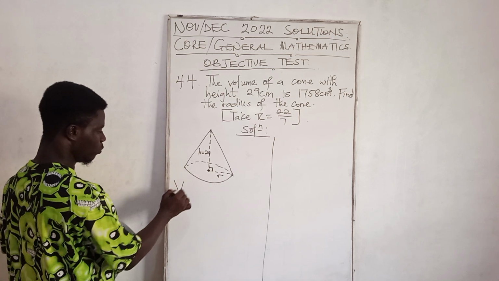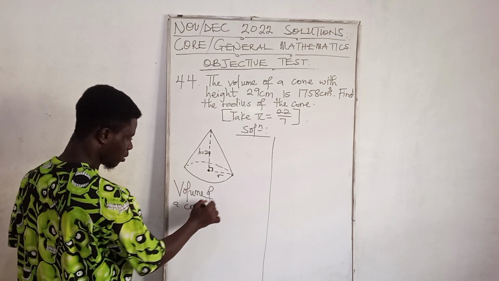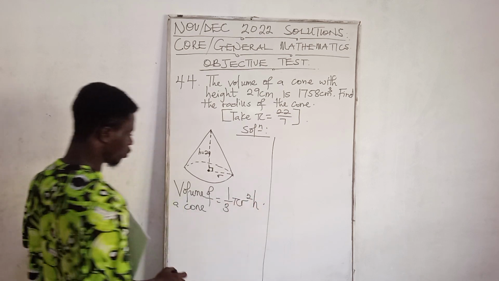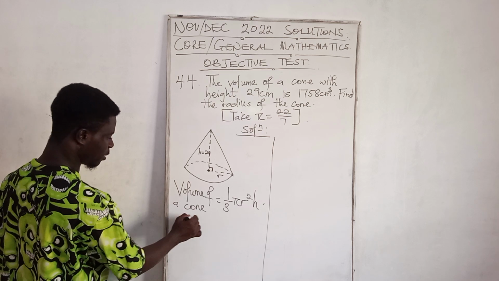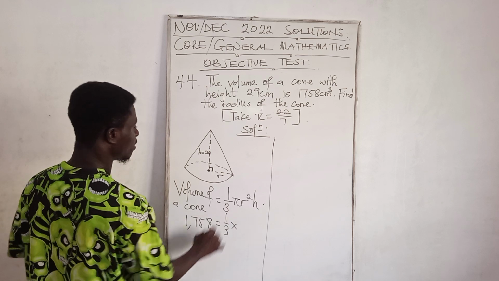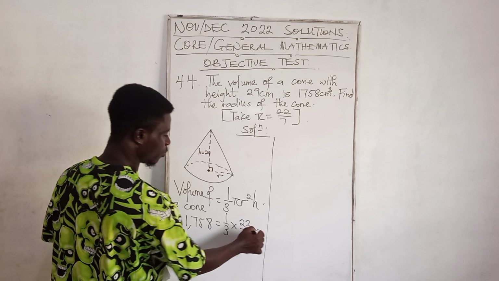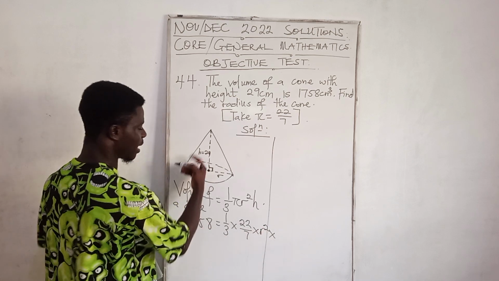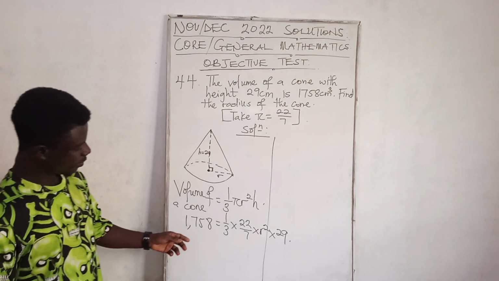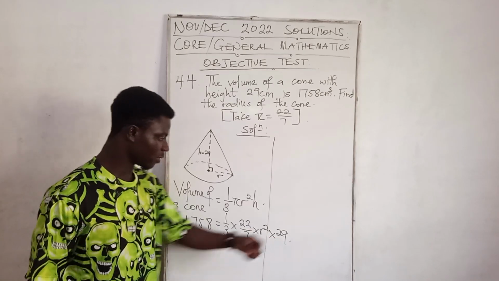So now let's see. Volume of a cone. Volume of a cone is equal to 1/3 pi r squared h. So the volume of a cone is 1758 equals 1/3 times pi, which is 22 over 7, times my r. We don't know r, so r squared times the height, which is 29. Alright, so we have this: 1758 equals 1/3 times 22 over 7 times r squared times 29.